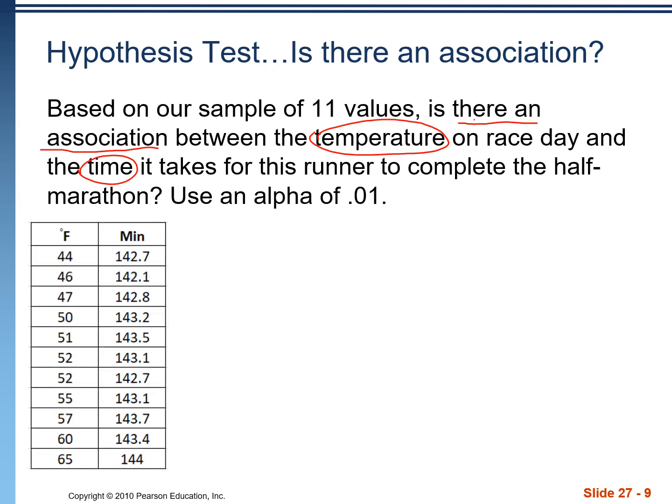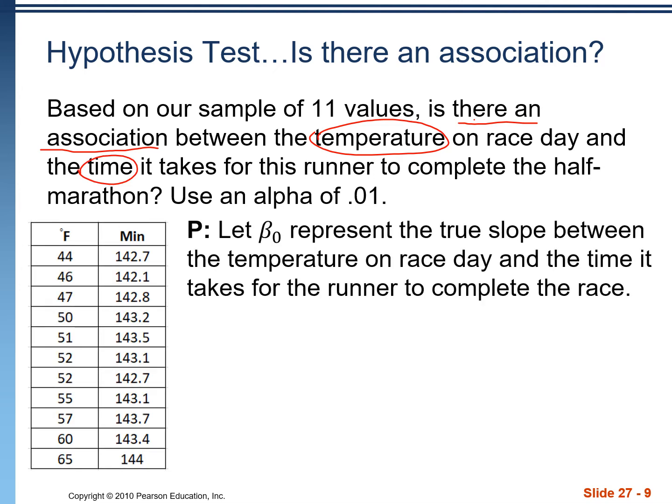All right, here was our data, and we want to do PHANTOMS for a hypothesis test. So P: let beta sub 0 represent the true slope between the temperature on race day and the time it takes for the runner to complete the race. We are always doing inference on the slope, never on the y-intercept.